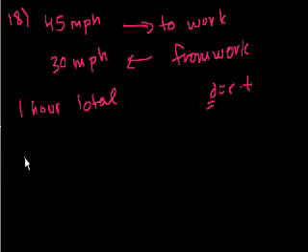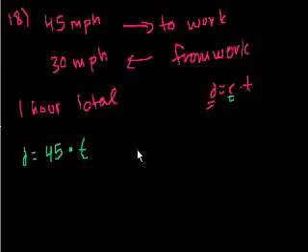So in the morning, the distance she went is going to be equal to 45 miles per hour. That's the rate, right? That's the rate, 45 miles per hour, times the time. So let's just call that t, right? That's what she did in the morning. She went 45 miles an hour times however long it took her.